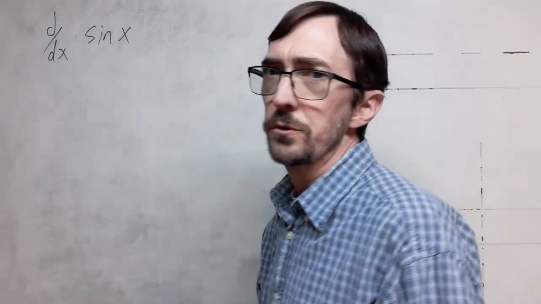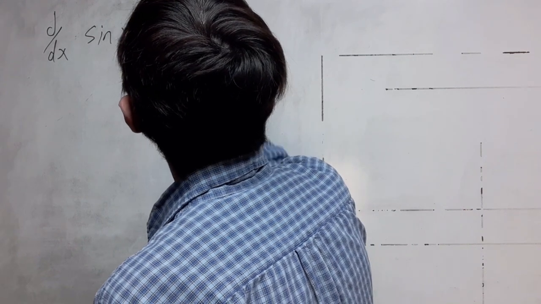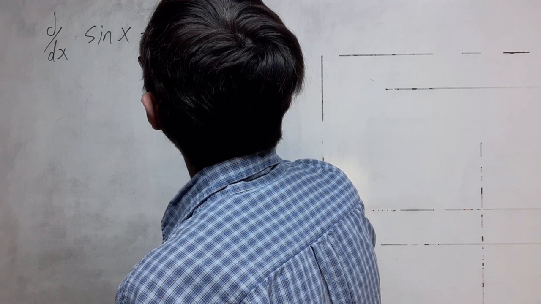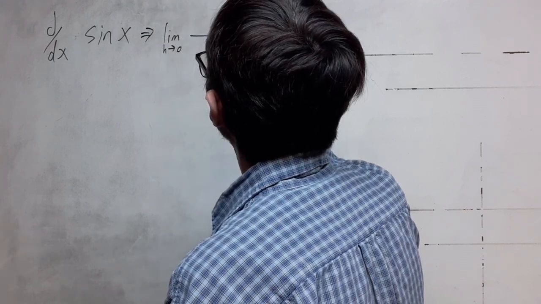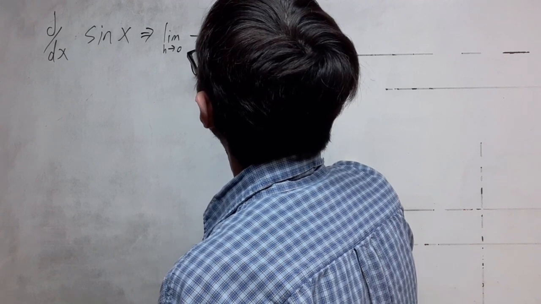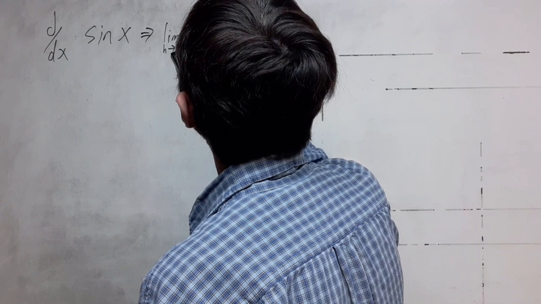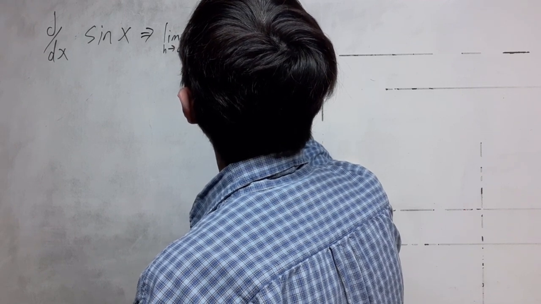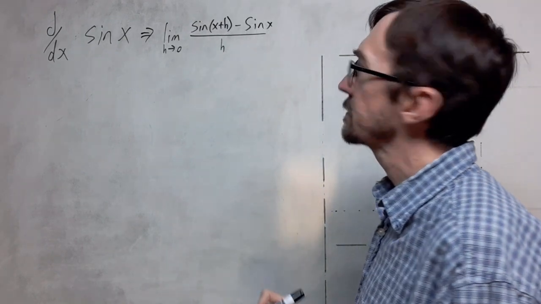To do this, we're going to do it by definition. We want to do the limit as h approaches 0, and down here, we're going to have h. We will have sine of x plus h minus the sine of x.